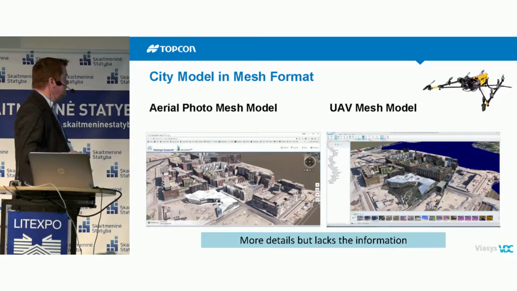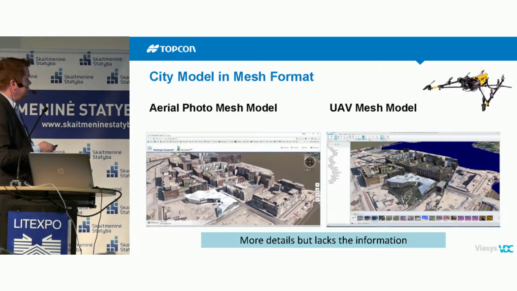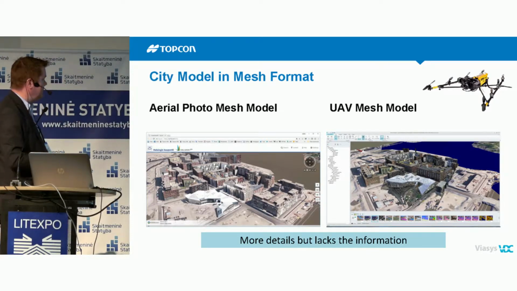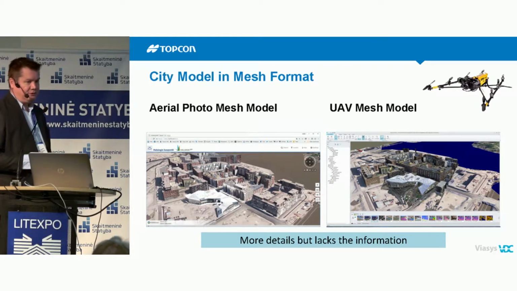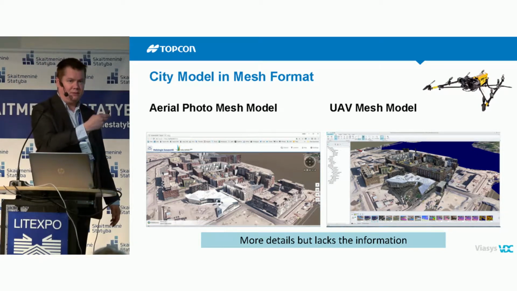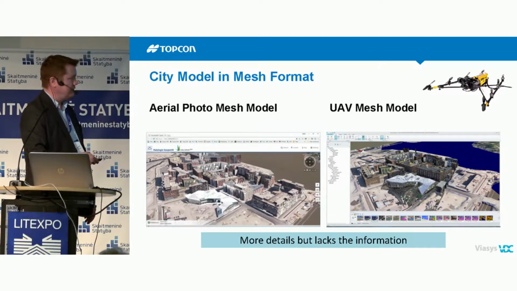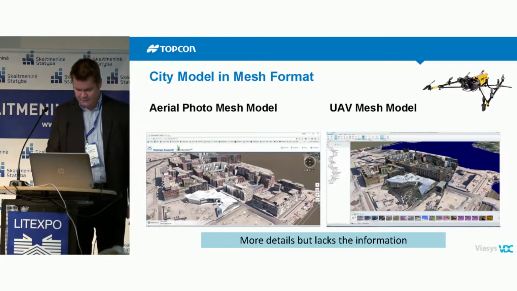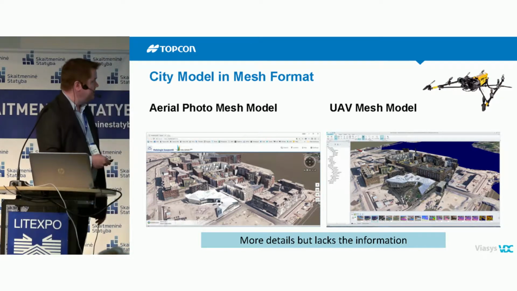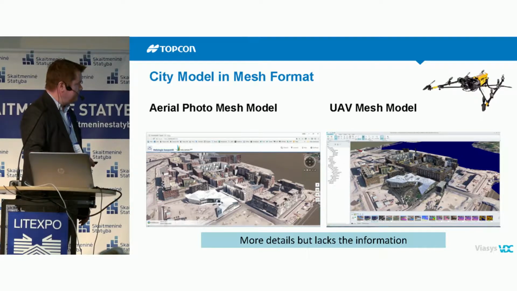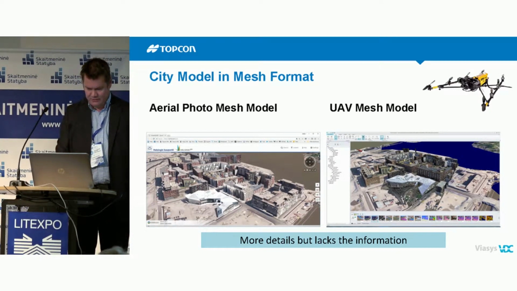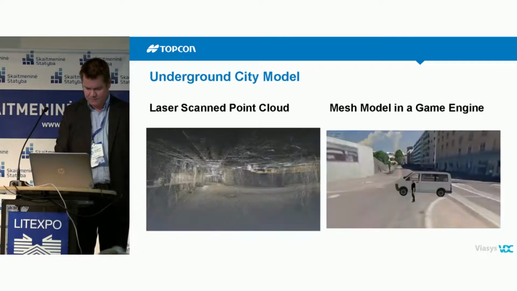Also, the mesh model you can create from aerial photos. If you fly over the whole city, it's very easy to make this kind of mesh model. You can also, in smaller areas, use UAV technology. You just fly with a UAV and you can automatically generate more accurate, very detailed, almost even centimeter-accurate models if you need. The difference is that these mesh models don't have the information, it's only geometry. CityGML has the information also.